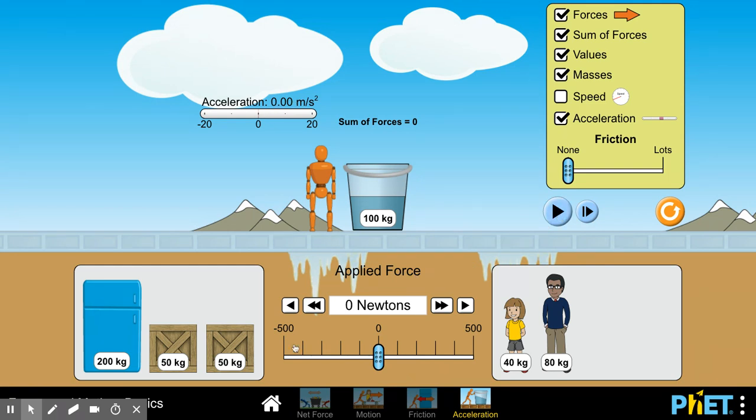All right, but you see the idea: as I change the amount of net force on it, with the same amount of mass, what happens to the acceleration? So you need to collect a couple data points on each one of those labs, do your graph and conclusions. All right, good luck.